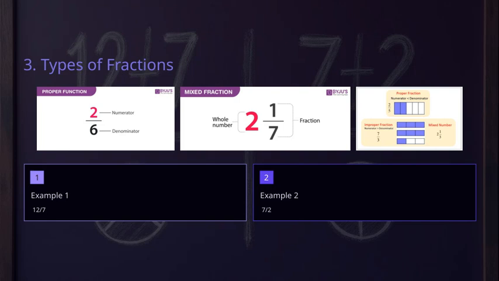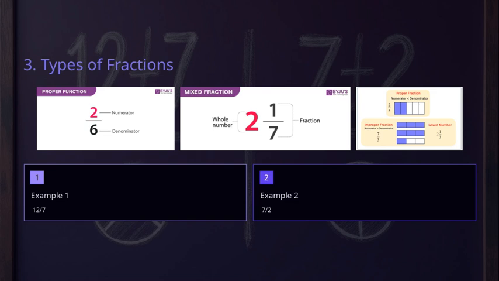Now, let's take a closer look at the different types of fractions. On this slide, you'll see two examples. The first example is 12/7. This is what we call an improper fraction because the numerator, 12, is larger than the denominator, 7. Improper fractions can be useful in certain calculations and are often converted to mixed numbers for easier understanding. The second example is 7/2. This is another improper fraction, with the numerator greater than the denominator. Recognizing these types of fractions helps us understand their value and how they relate to whole numbers.